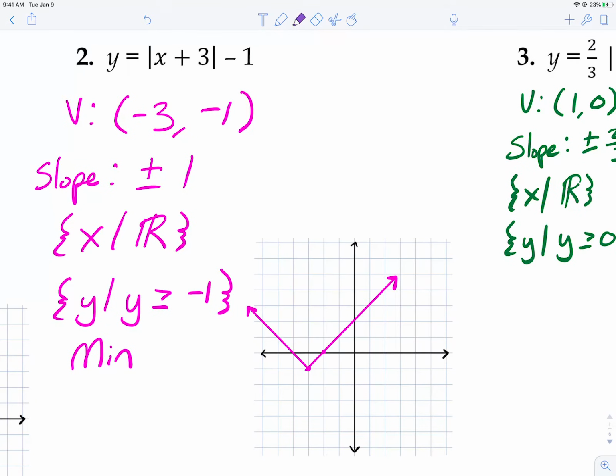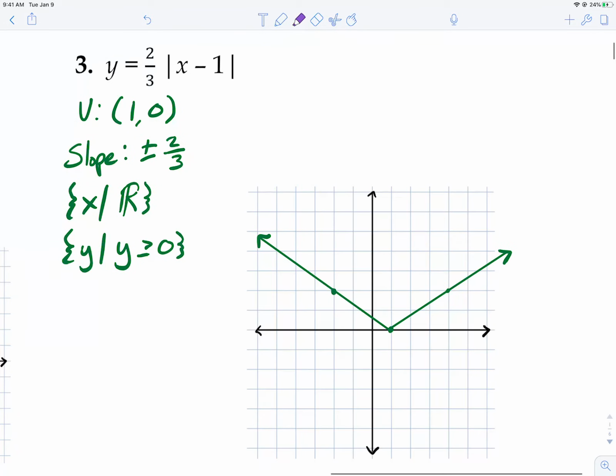For problem number 2, the vertex is -3, which is the opposite of that, comma -1, which also happens to be the minimum of that graph. Since there's no number in front of the absolute value, it's a 1, so your slope is positive or negative 1. I went from my vertex up 1, right 1, and then up 1, left 1 to get my two sides. My domain is all real numbers, and my range is y is greater than or equal to -1. The lowest that the y value goes is -1, and it's everything above. Again, our vertex is the minimum on this one.